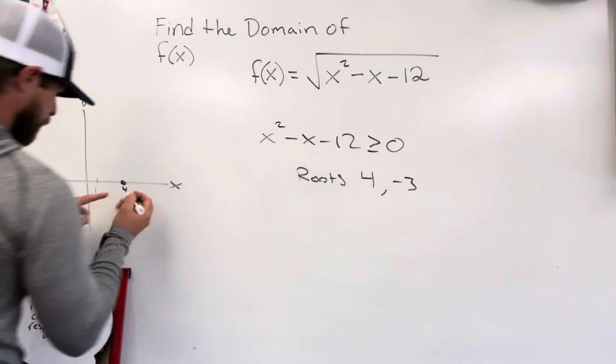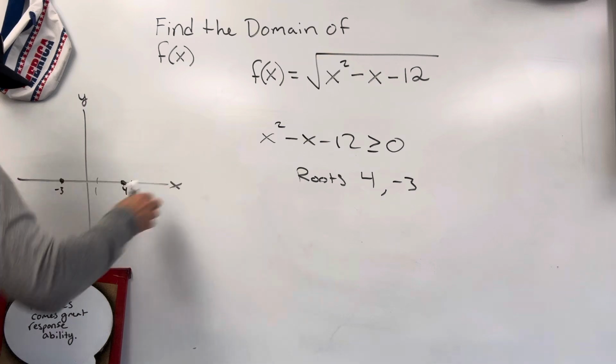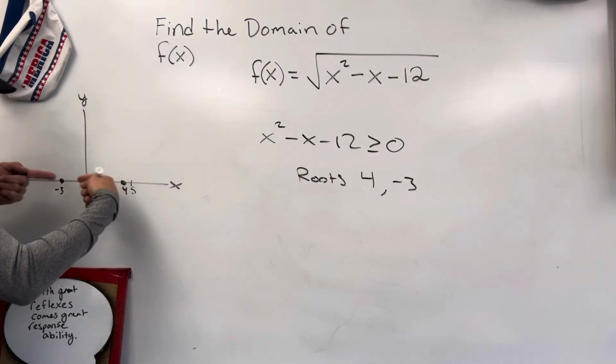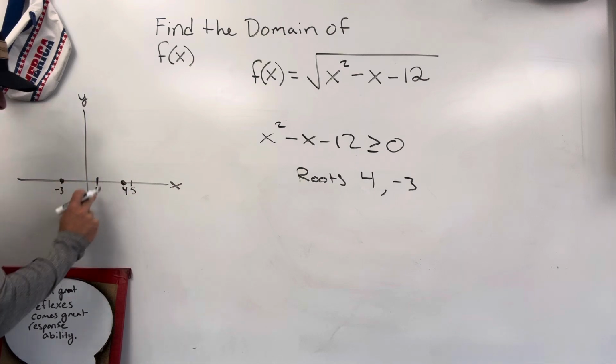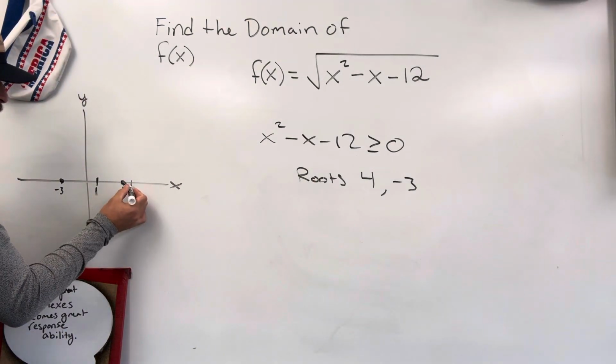Well, 1 to the right of 4 would be 5. Notice now I'm picking outside numbers. I already picked my number inside, which was 1. It failed, so it's not information in between these two dots. Maybe it's information outside of those dots. So 5 is 1 to the right.